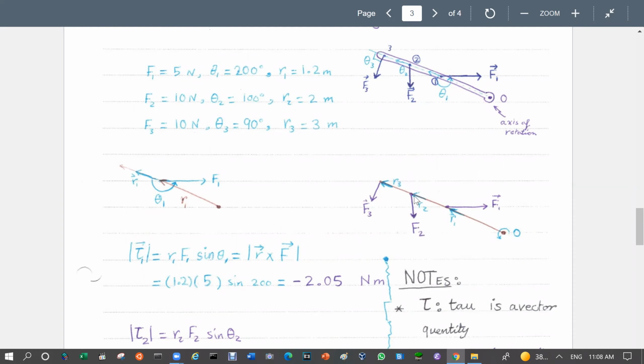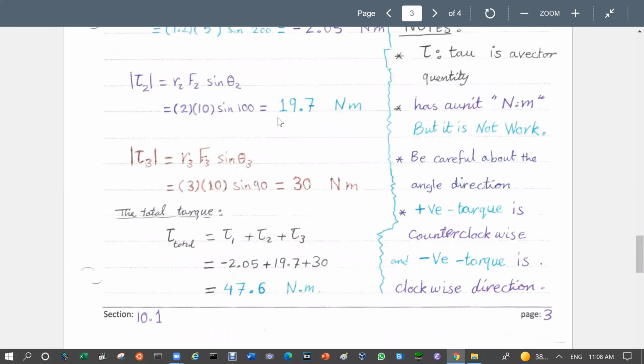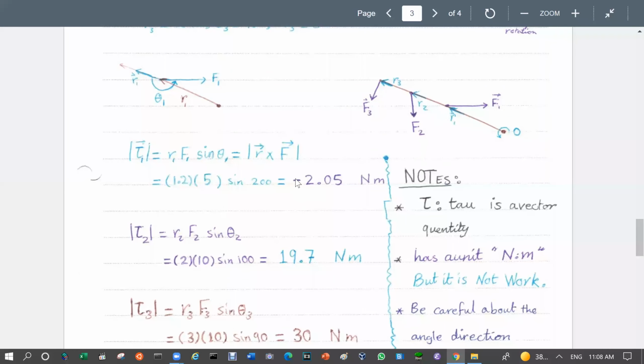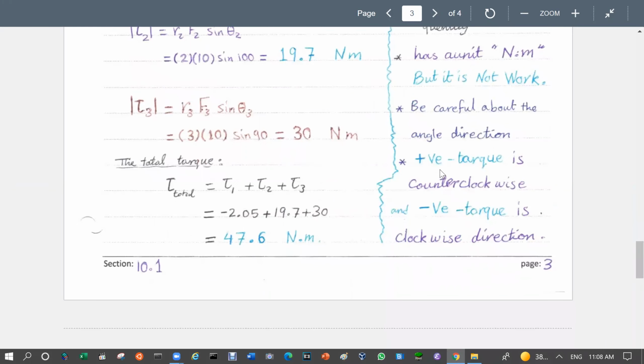For force number 2, its effect is counterclockwise. We said from before that any counterclockwise is positive. So we have a positive torque for F2 and F3. Yes, you're right. For F2 and F3, we have positive torques, but negative torque for F1 because its rotational effect is clockwise. So the direction of the torque has a sign. The positive torque is counterclockwise. The negative torque is clockwise. Is that clear?